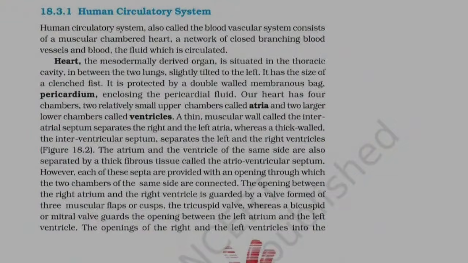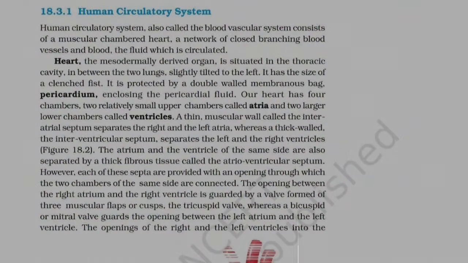Human circulatory system, also called the blood vascular system, consists of a muscular chambered heart, a network of closed branching blood vessels, and blood, the fluid which is circulated. Heart, the mesodermally derived organ, is situated in the thoracic cavity, in between the two lungs, slightly tilted to the left. It has the size of a clenched fist. It is protected by a double-walled membranous bag, pericardium, enclosing the pericardial fluid.